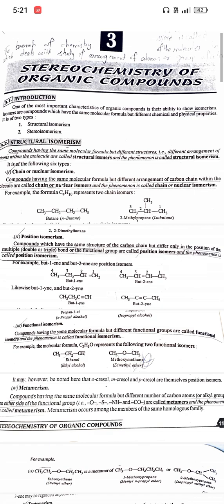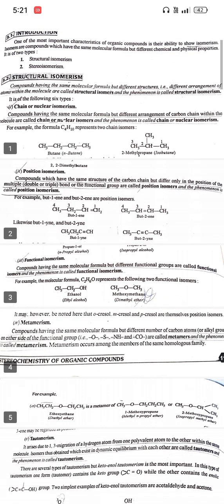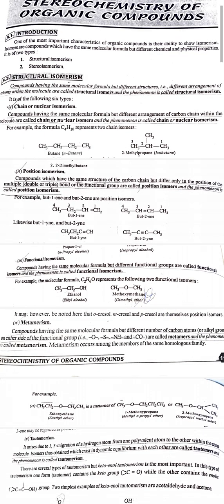Structural isomerism. Compounds having the same molecular formula but different structures, that is, different arrangements of atoms within the molecule, are called structural isomers, and the phenomenon is called structural isomerism. It is of six types.